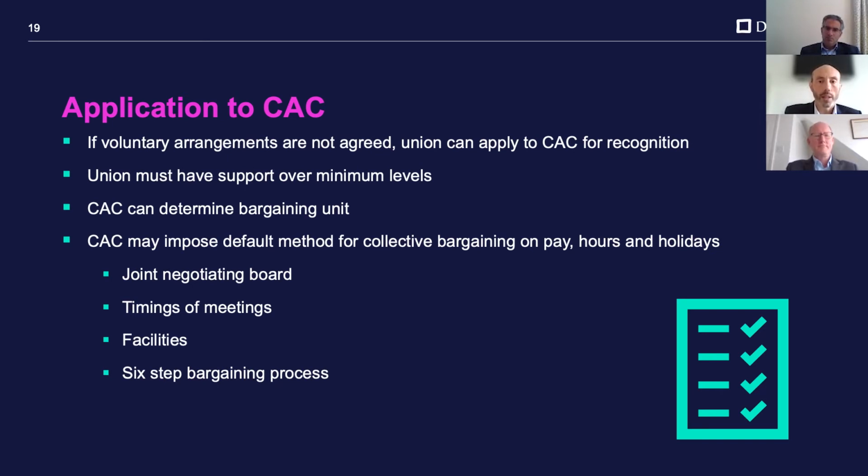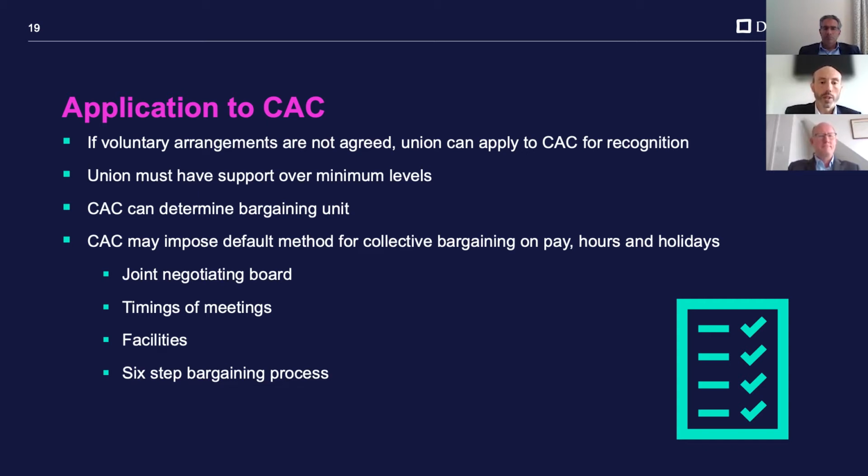So then the final type is that if the parties are unable to agree voluntary recognition of any kind, then it's up to the union, if they wish to do so, to apply to the CAC, the Central Arbitration Committee, for formal recognition. And the CAC will consider the application. It won't necessarily grant it, as there are various factors it will bear in mind. And the union must convince the CAC that it will have minimum support levels amongst staff as part of that process.